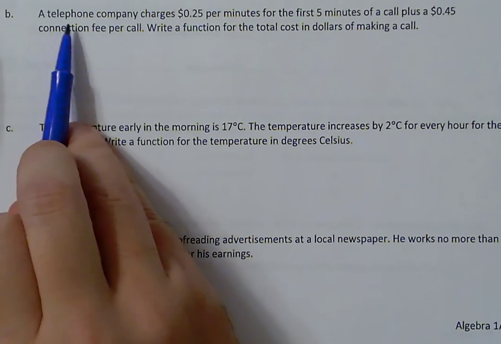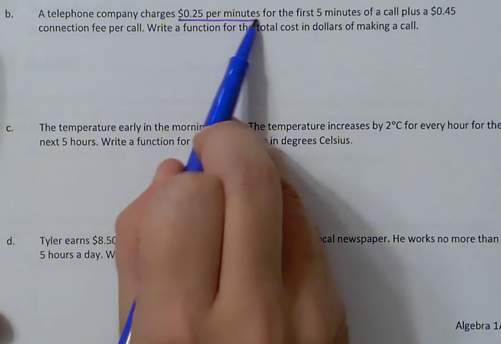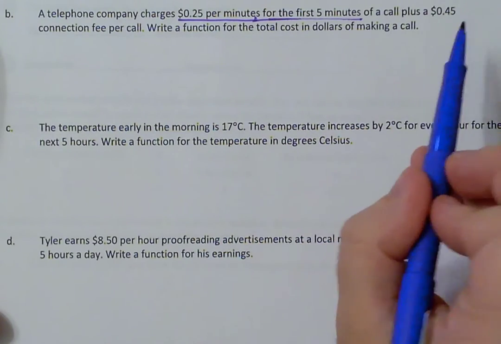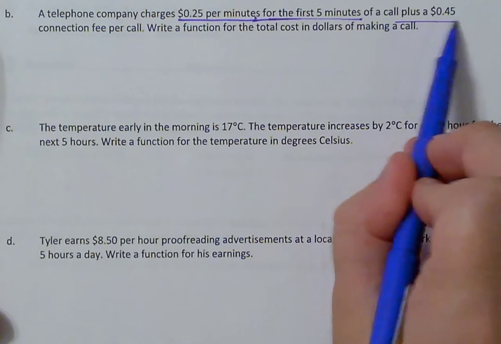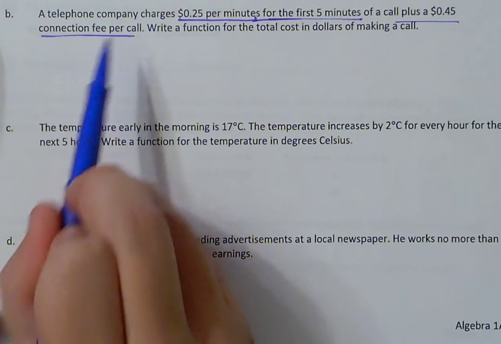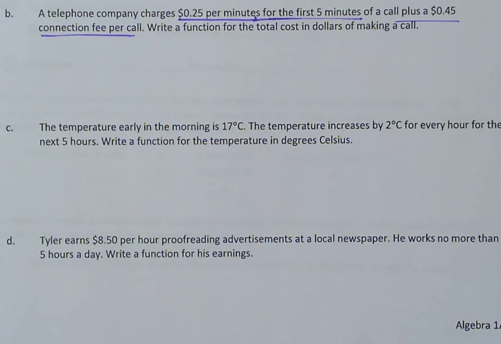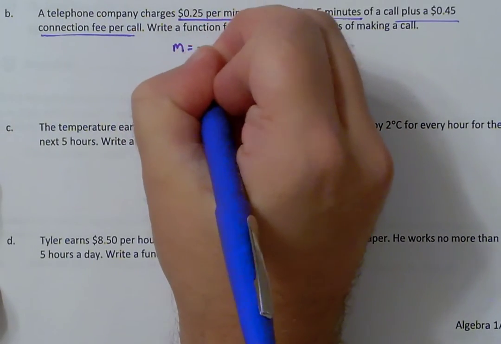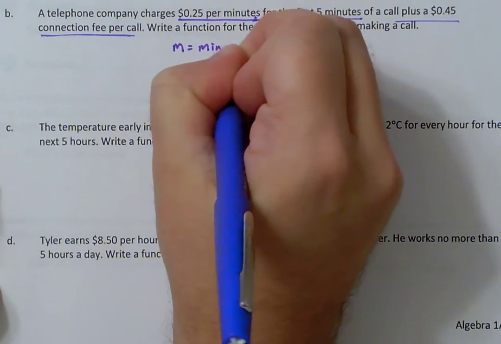So for B, a telephone company charges 25 cents per minute for the first 5 minutes of a call, plus a 45 cents connection fee per call. So that means when you call, it's 45 cents to connect and make your call, and then it's 25 cents per minute for the first 5 minutes. Now, I'm going to use m to represent minutes.